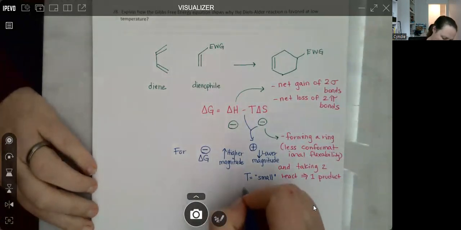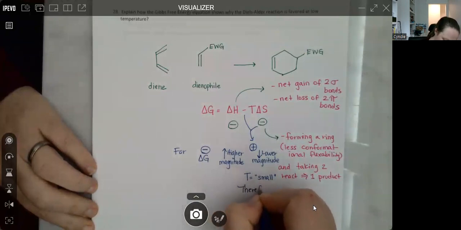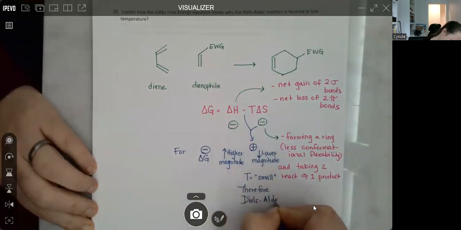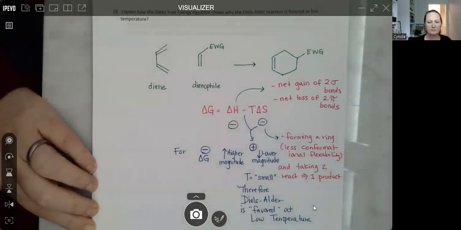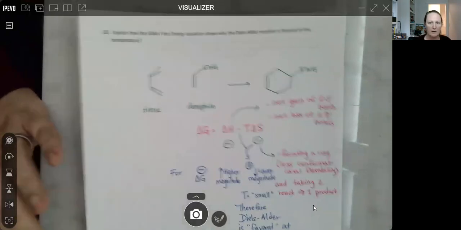So therefore, right, the Diels-Alder reaction is favored at lower temperature. Okay.